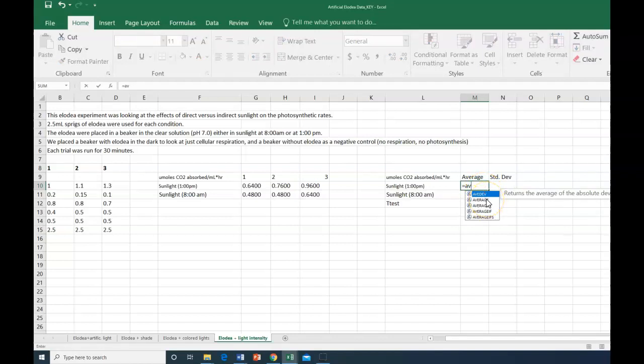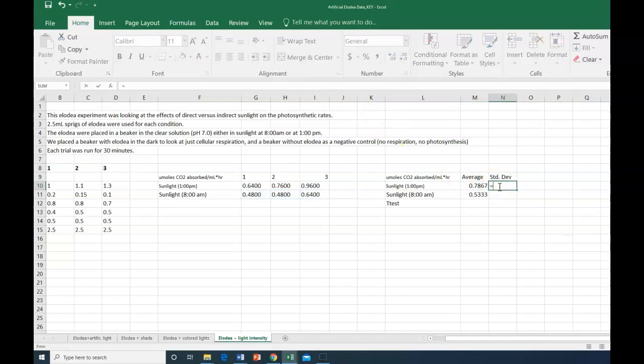So again, you always hit equals and then average, and we are going to find out the average of the sunlight at 1 o'clock. And so that goes in there. And then I'm going to find the average of the sunlight at 8 o'clock. So you can just copy and paste. It's going to move those numbers down for you, or you can just do it again.